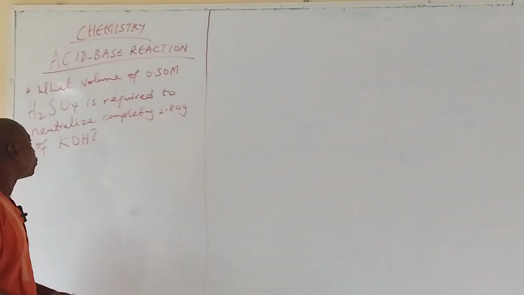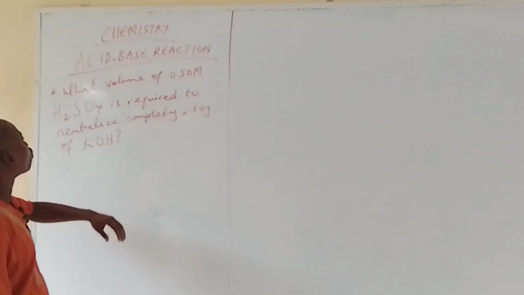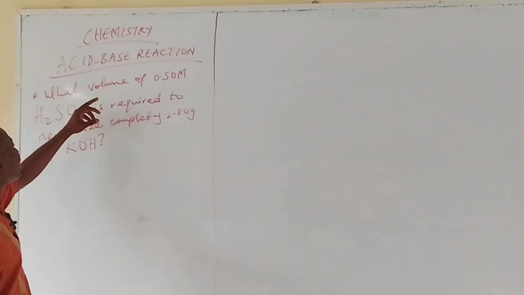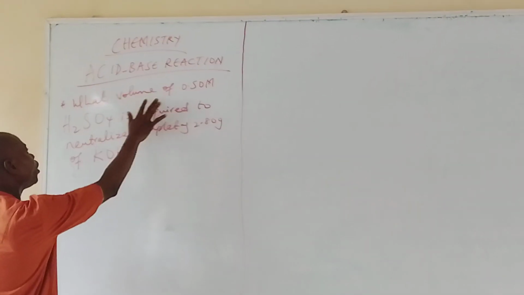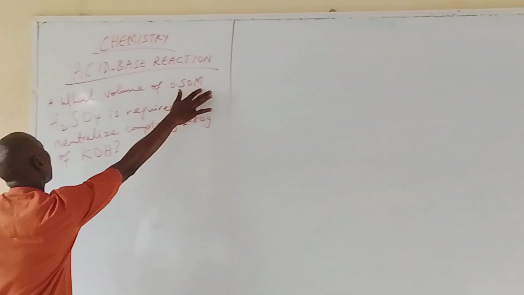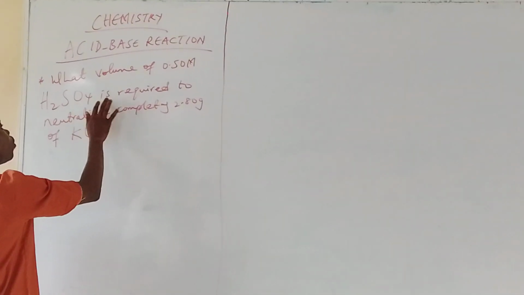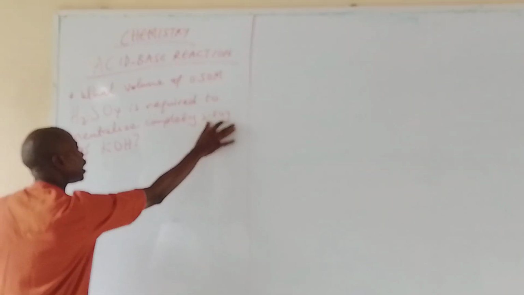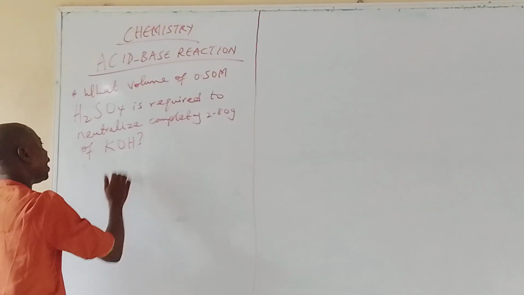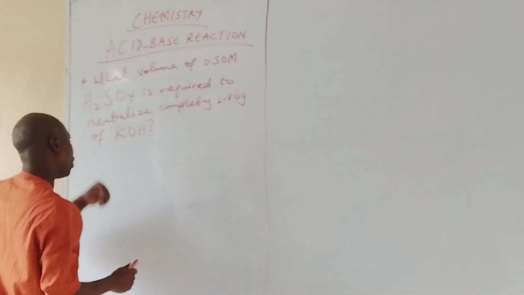Welcome to another video. In this video, I want to solve a question on acid-base reaction. So the question goes thus. One volume of 0.50 molar H2SO4 is required to neutralize completely 2.80 gram of KOH, that is potassium hydroxide.